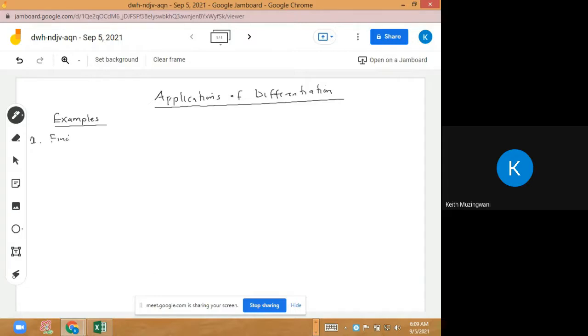Find dy dx using first principle, given that y is equal to the cube root of x. Solution.